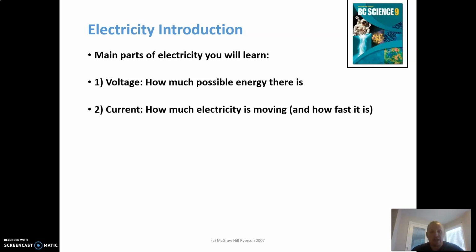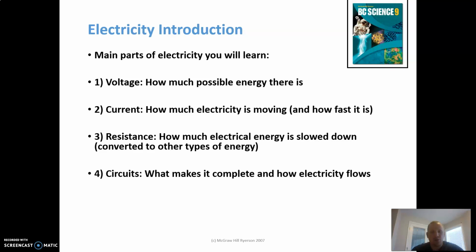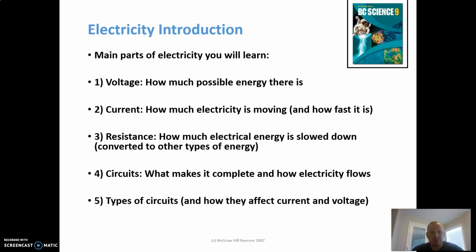And this just kind of elaborates more on the 6 big things we're going to learn about. This week, we're going to learn about the first three: voltage, current, and resistance. We'll talk about the parts of a circuit next week. We'll talk about the different types of circuits the following week. And we're actually going to go over some electrical safety this week as well.